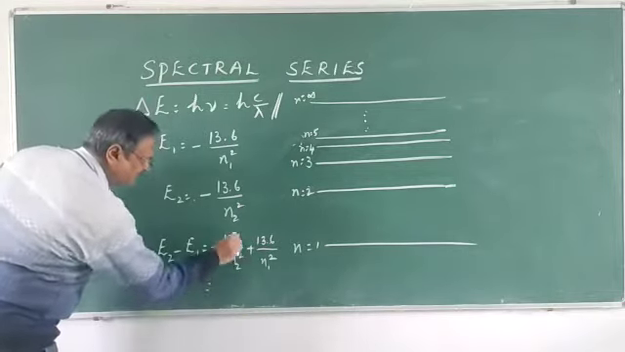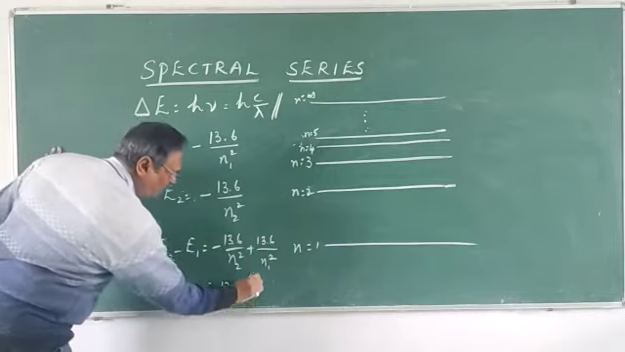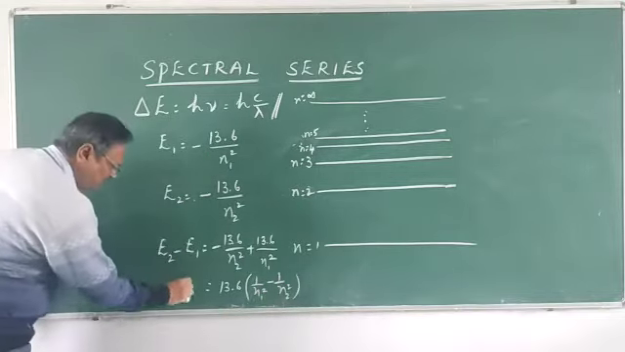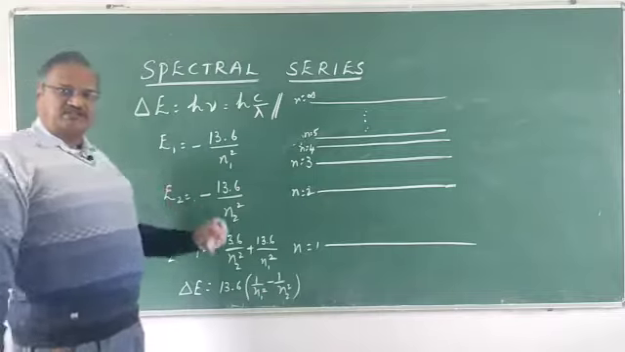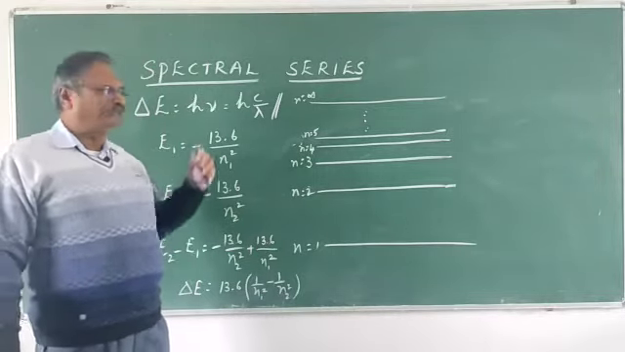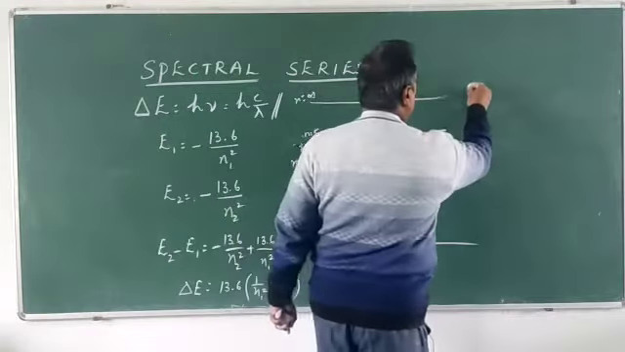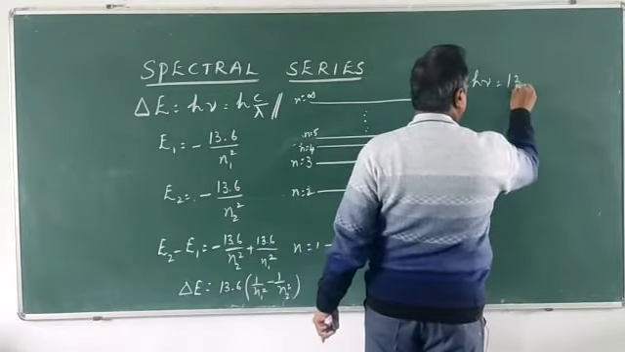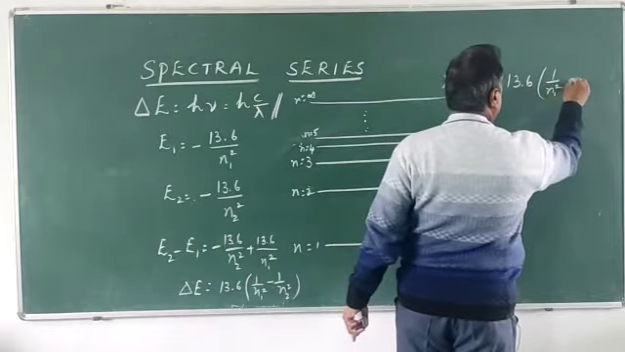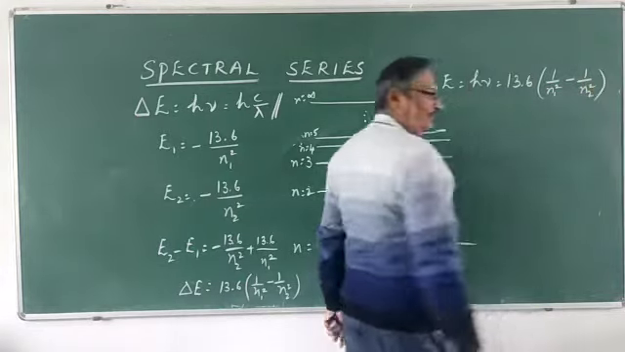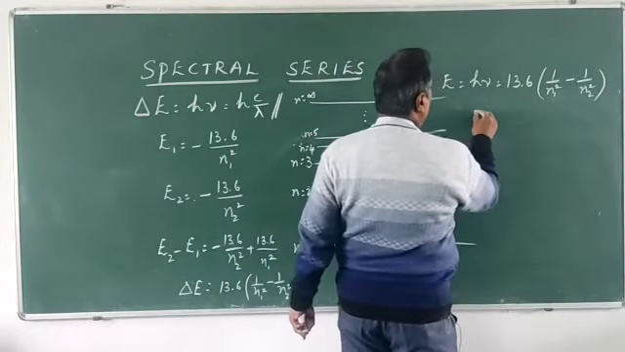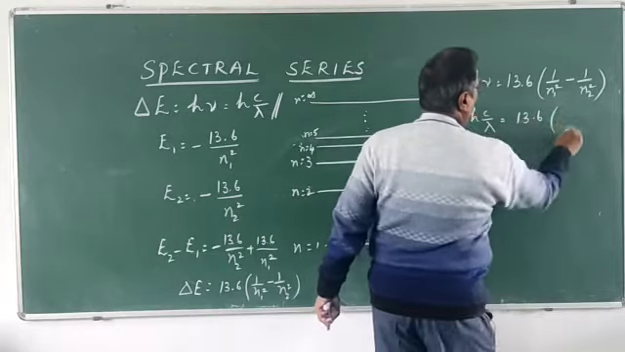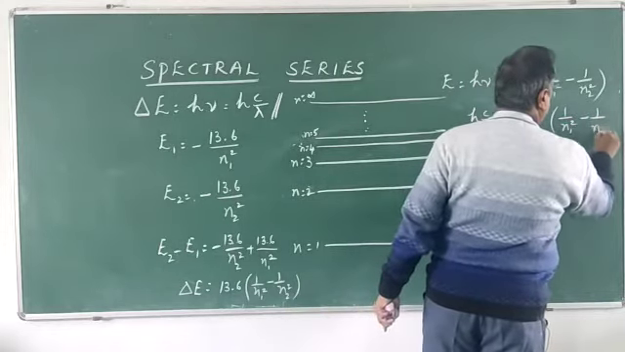So I can write this as 13.6, I take it out here, of 1 upon n1 square minus 1 upon n2 square. So this is the change in energy. This change in energy should be expressed in terms of wavelength. We know h nu is equal to the energy which we are having, that is 13.6 of 1 upon n1 square minus 1 upon n2 square. Okay, so this is what the formula is. I will say here, instead of this, hc upon lambda equal to 13.6 of 1 upon n1 square minus 1 upon n2 square.